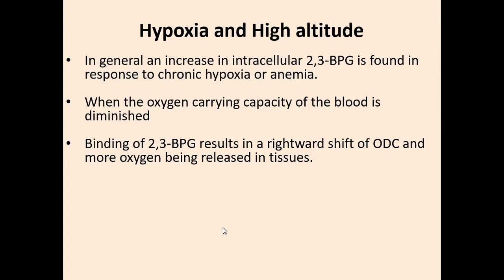In general, an increase in intracellular 2,3-bisphosphoglycerate is found in response to chronic hypoxia or anemia, when the oxygen carrying capacity of the blood is diminished. Binding of 2,3-bisphosphoglycerate with hemoglobin results in a rightward shift of the oxygen dissociation curve and more oxygen being released in the tissues. So 2,3-bisphosphoglycerate is helpful in transfer of oxygen to the tissues in hypoxia or chronic anemic conditions.